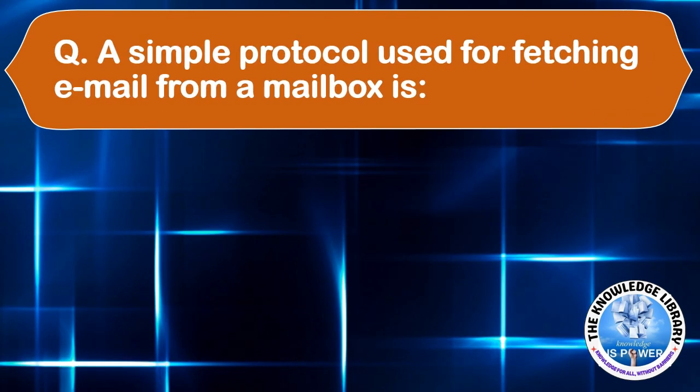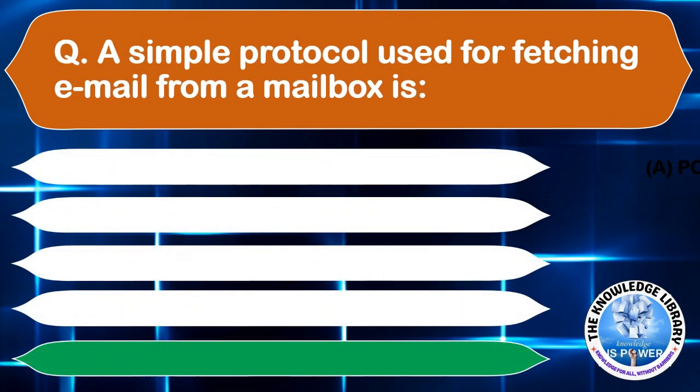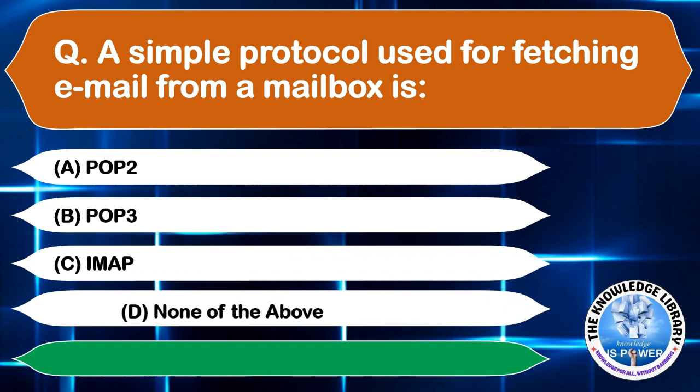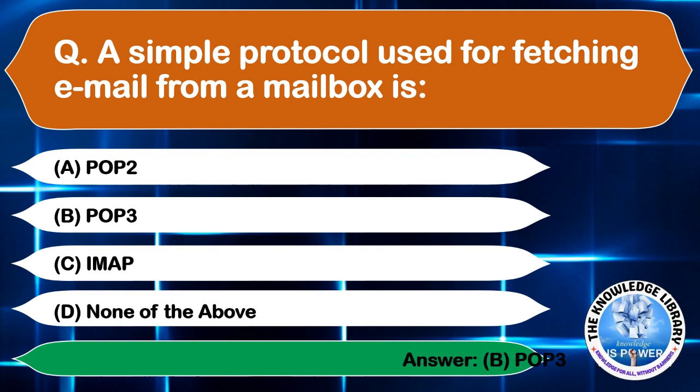The next question is: a simple protocol used for fetching email from a mailbox is option A, POP2; option B, POP3; option C, IMAP; option D, none of the above. The correct answer is option B, POP3.